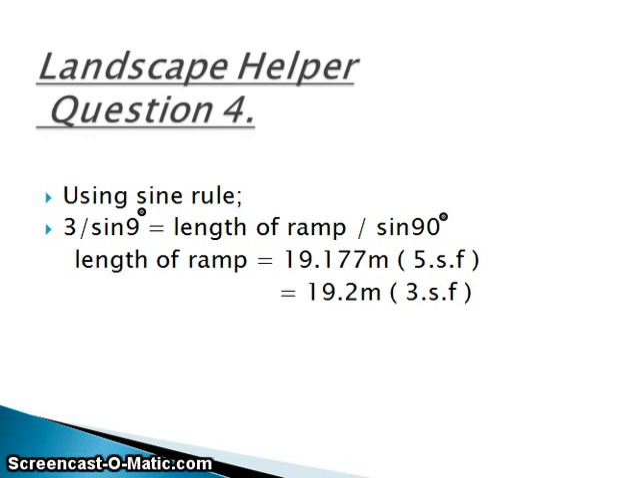The fourth question asks, in order to get mulch into a raised flower bed, you need to build a ramp. The bed is 3 meters off the ground, and the incline of the ramp is 9 degrees so that it will be easier to push the wheelbarrow. How long should the ramp be? Using sine rule, 3 divided by sine 9 degrees equals length of ramp over sine 90 degrees. Length of ramp equals 19.2 meters.